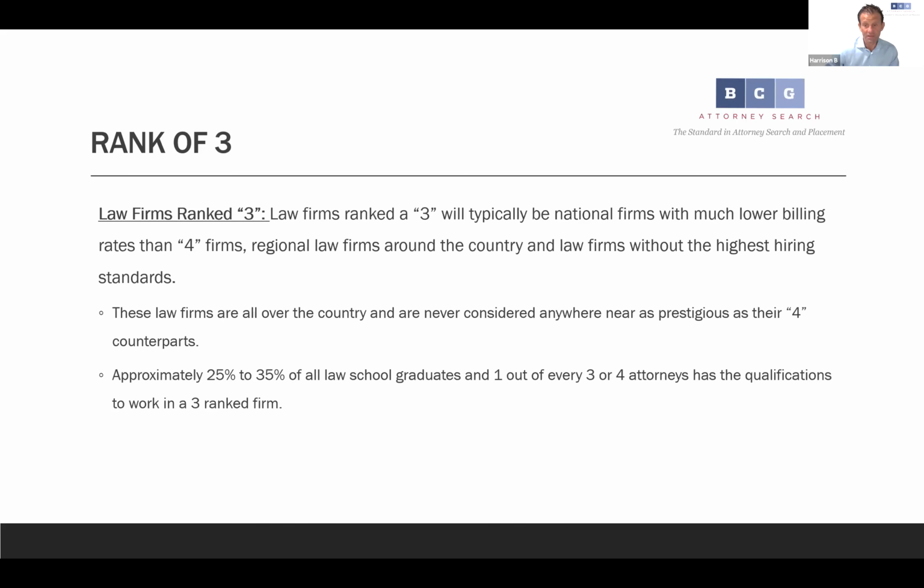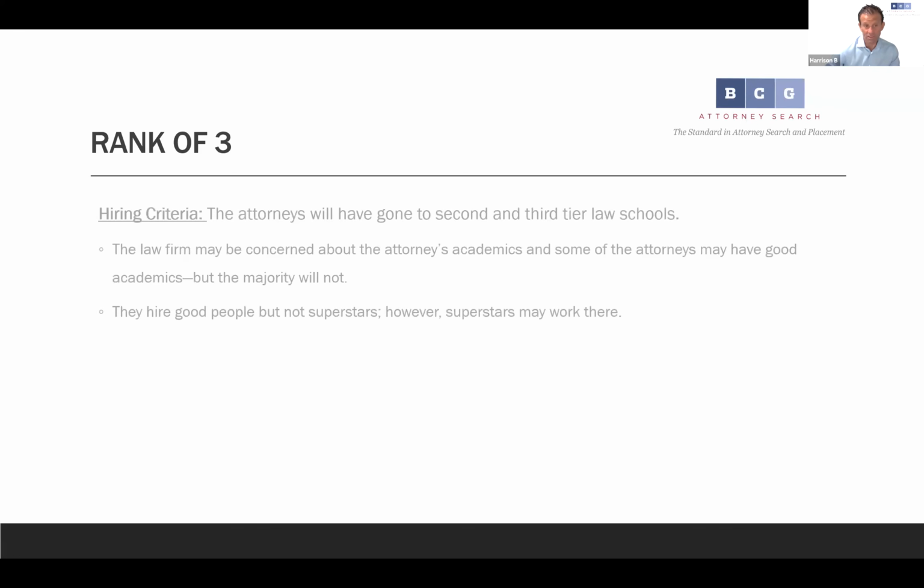And then you have your 3s, which are going to be national firms with lower billing rates than 4 firms. Lots of regional firms around the country, and they may not have the highest hiring standards, but these are good firms. And I would say 1 in every 3 attorneys probably, or maybe every 4 attorneys, has a qualification to work in a 4 firm. But you're still in the top of the legal profession if you can work in a 3 firm. And 3 firms are very good firms. There's nothing wrong with a 3 firm. There's nothing wrong with a 1 firm.